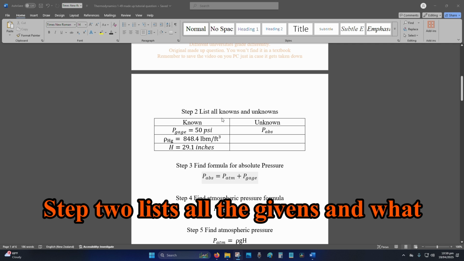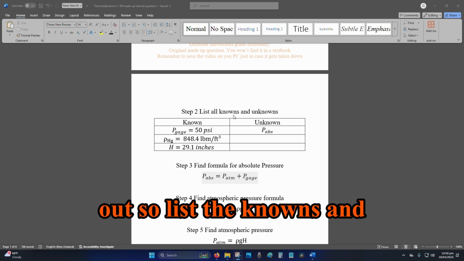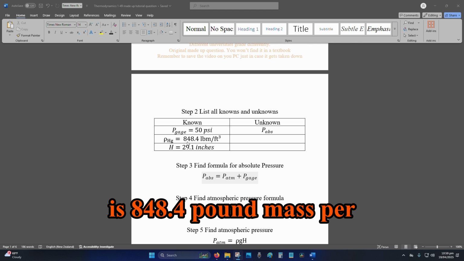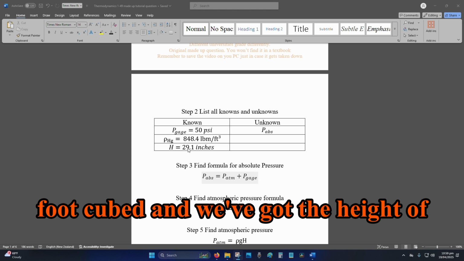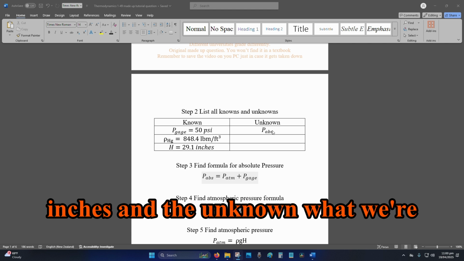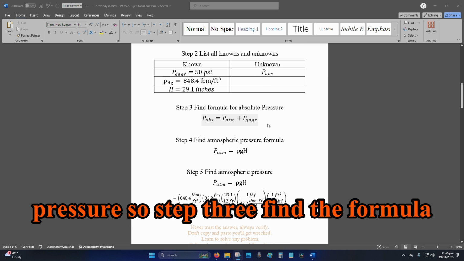Step 2, list all the givens and what you're trying to figure out. So list the knowns and unknowns. The knowns are 50 psi gauge, the density of mercury is 848.4 pound mass per foot cubed, and we've got the height of mercury, which is 29.1 inches. And the unknown, what we're trying to figure out, is the absolute pressure.